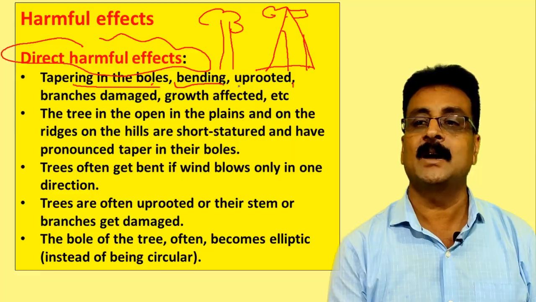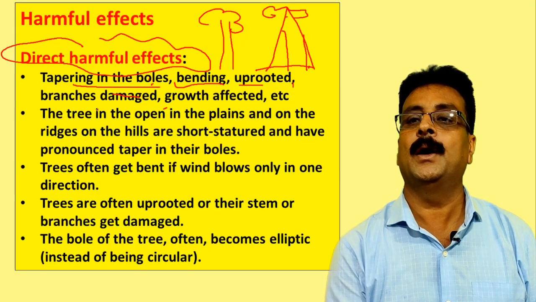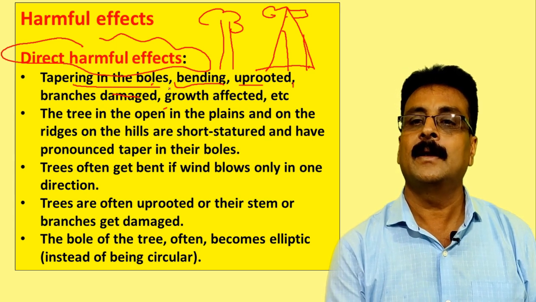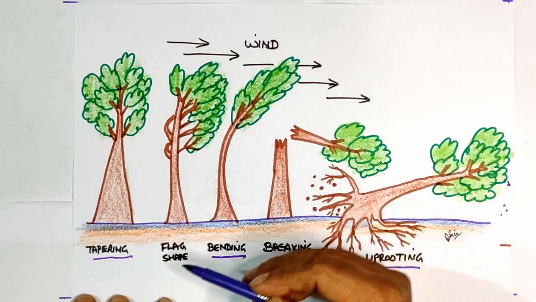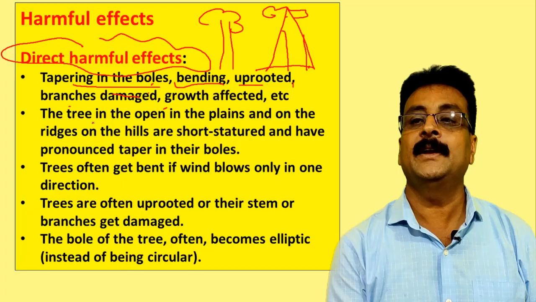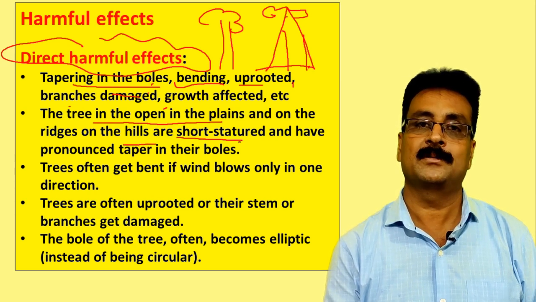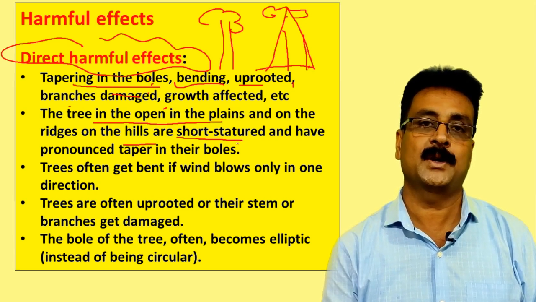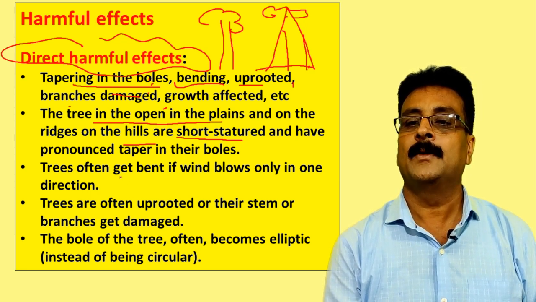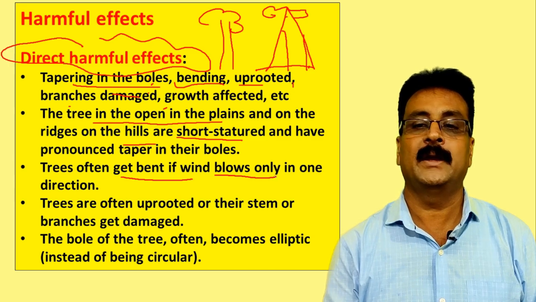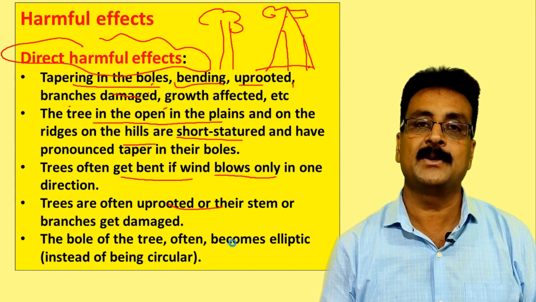Bending of the trees gives uprooting of the trees. All these things happen there. Uprooting of the tree will happen, branches will be damaged, bending of the tree will happen, tapering of the tree will happen. Trees in the open, in the plains and on the ridges are short, and the shape is not so nice. It gives tapering instead of a cylindrical bole. Trees are often bent and blown away, trees are uprooted, and the bole of the tree becomes elliptic in shape.